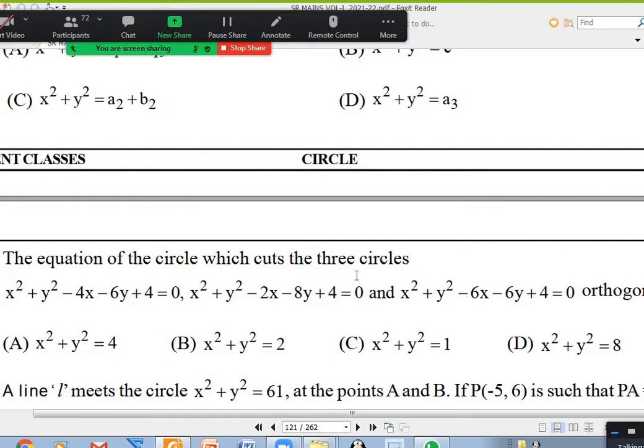The second method is to subtract 2 circles. You will get 2 radical axes. Solve them, you will get the radical center. From that, the length of the tangent to all 3 should be equal. Take that center as the center and that length as the radius. You will get the circle.